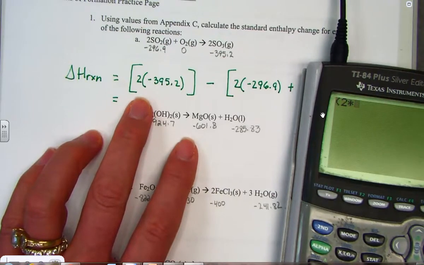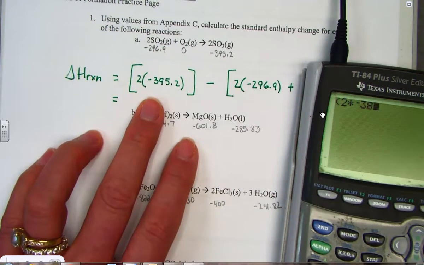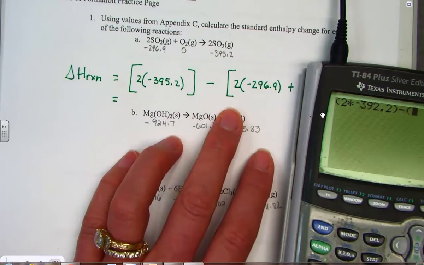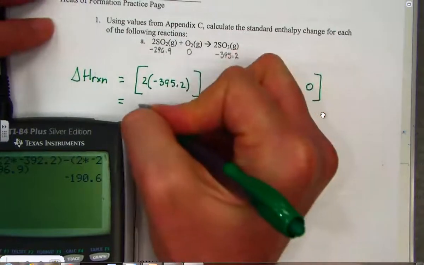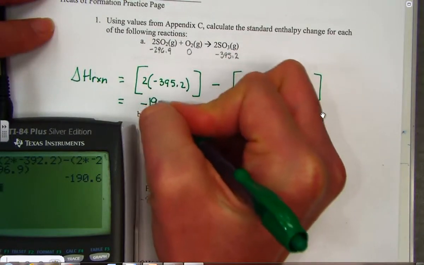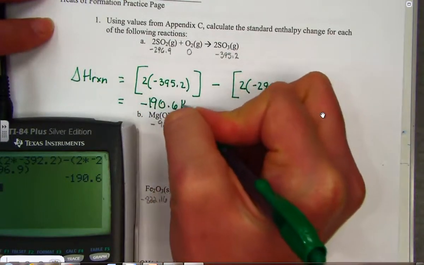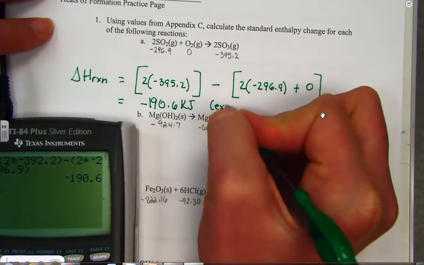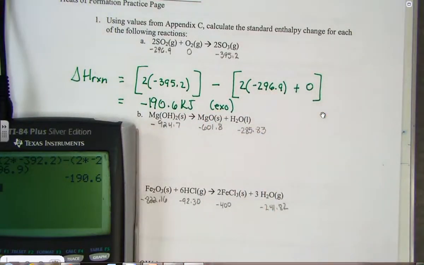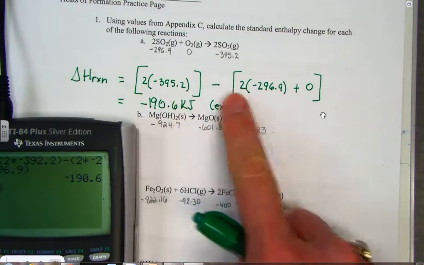2 times the value of negative 395.2 minus 2 times the value of negative 296.9 plus 0. And the overall reaction looks like it's exothermic, negative 190.6 kilojoules of heat. Negative 190.6, the sum of products minus reactants.